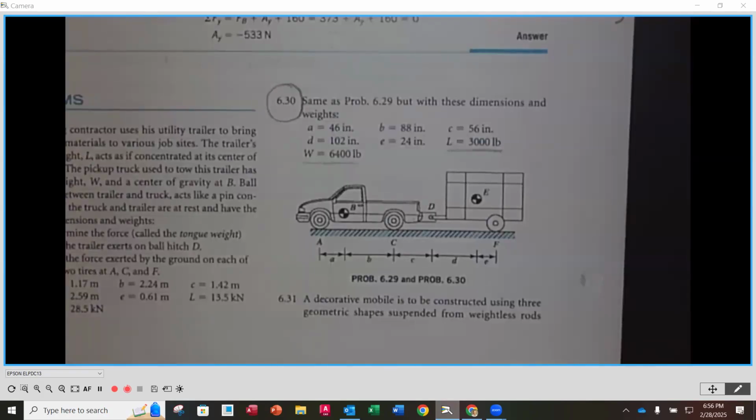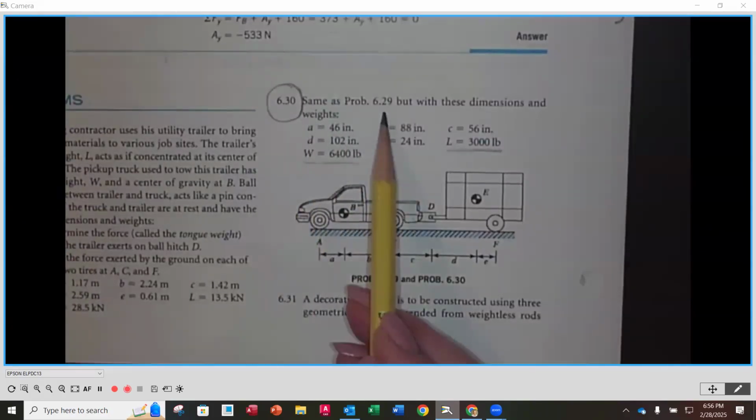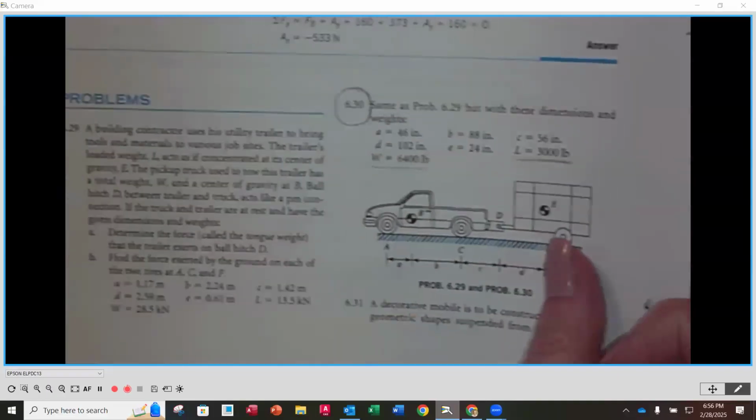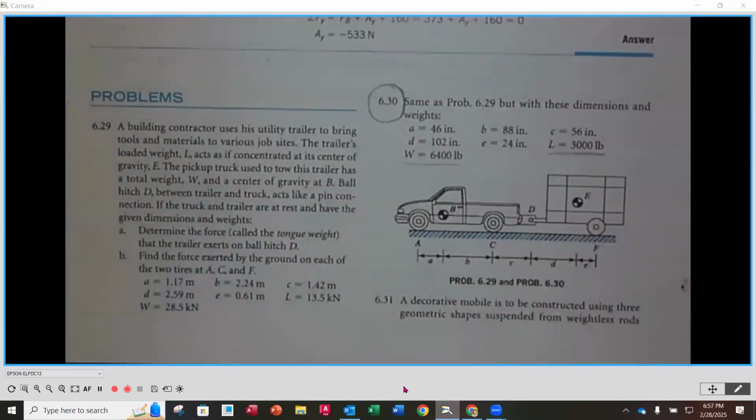So if you did need a hint on how to solve it, or you wanted a little bit more direction on setting it up, that's going to be a great resource for you. Now it says here, same as problem 629. So the problem statement here is over on the left-hand side.